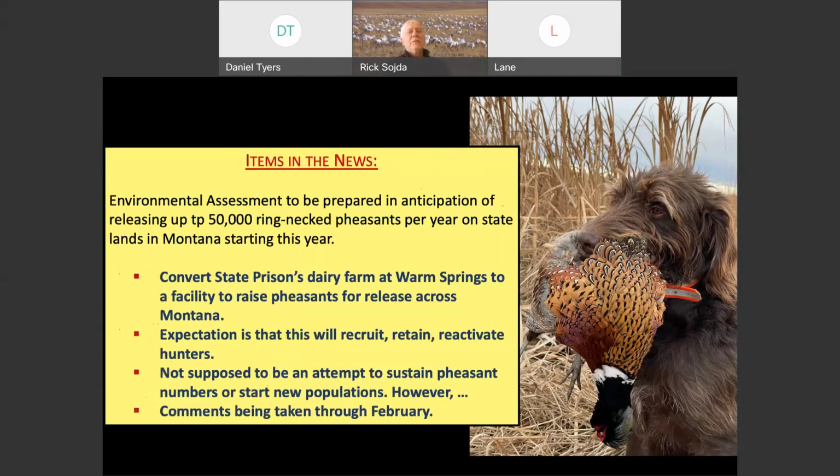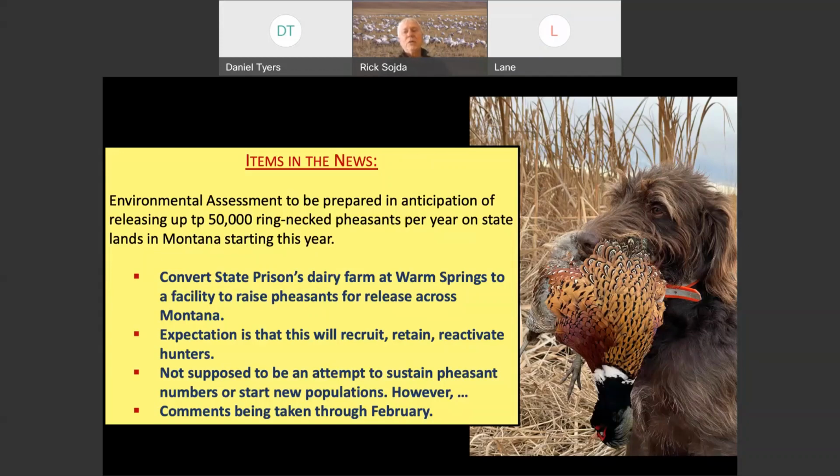The proposal to release up to 50,000 ringneck pheasants per year has started by a proposal to convert the state prison's dairy farm at Warm Springs to a facility to raise pheasants for release across the state. The expectation is that the release of these birds will help recruit, retain, and reactivate hunters by giving them more birds to shoot, particularly for new hunters and young hunters prior to the season when they have their special hunts for the kids. It's not supposed to be an attempt to sustain pheasant numbers or start new populations.